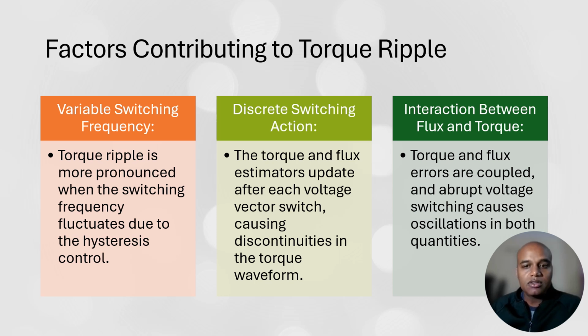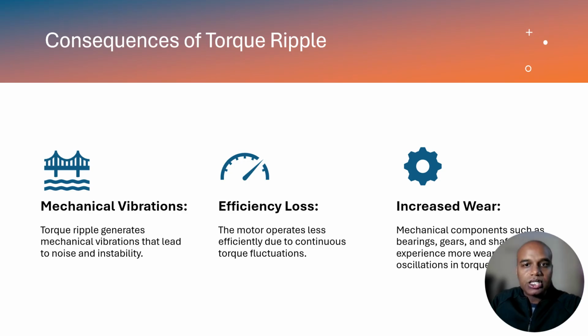Selection of the voltage vector is again happening at the discrete level, so the discrete switching also happens, which again creates my torque ripple. The interaction between the flux and the torque error is coupled, and the abrupt voltage switching causes oscillation in both values, the torque and the flux. So these are the major causes of my torque ripple.